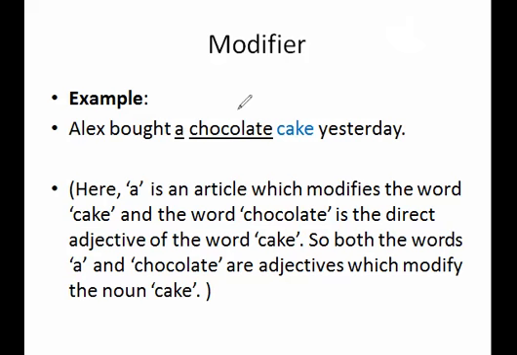So, Alex bought a chocolate cake. How many cakes did he buy? A chocolate cake. 1 chocolate cake, not 2, not 3, not 10. Now, what kind of a cake was it? It was a chocolate cake, not a vanilla cake, not a strawberry cake, not a red velvet cake, but it was a chocolate cake. So a is an article which modifies the word cake. And again, chocolate is the direct adjective of the word cake. So both the words a and chocolate are adjectives which modify the noun cake.